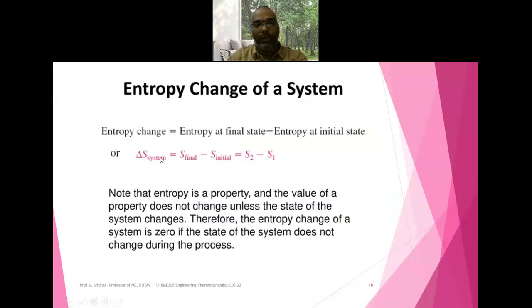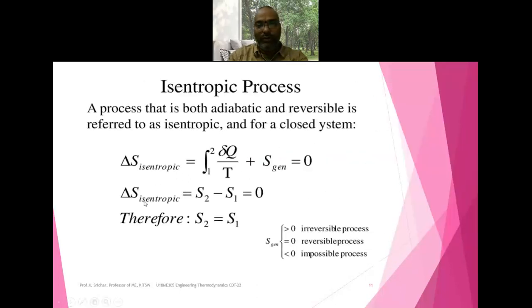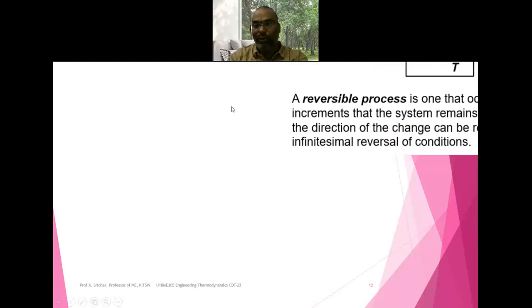Already we know the entropy change. How can we find out the entropy change of a system? That is nothing but the final state entropy minus the initial state entropy, that is S2 minus S1. So for an isentropic process, I have already told you that it is a reversible adiabatic process. For an adiabatic process, delta Q is equivalent to 0. So delta S isentropic becomes S2 minus S1 equal to 0, so S1 is equivalent to S2. That's why it is called a reversible adiabatic process and it is also known as an isentropic process.